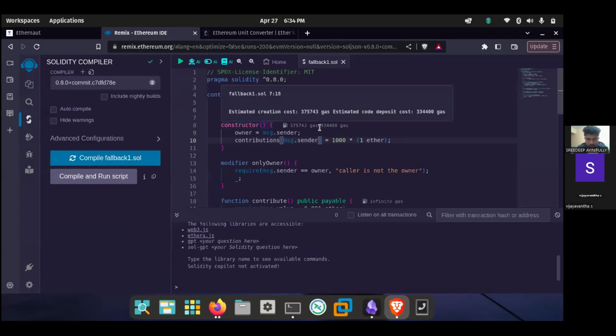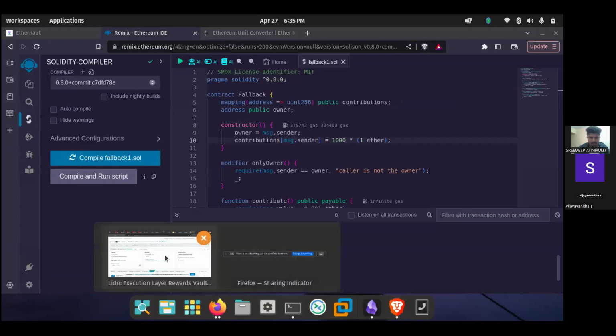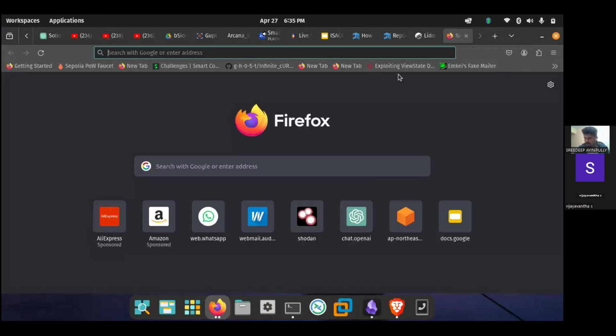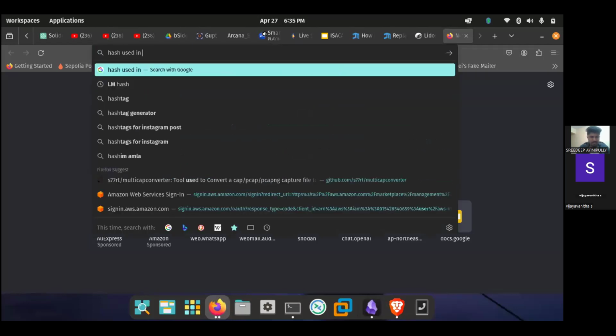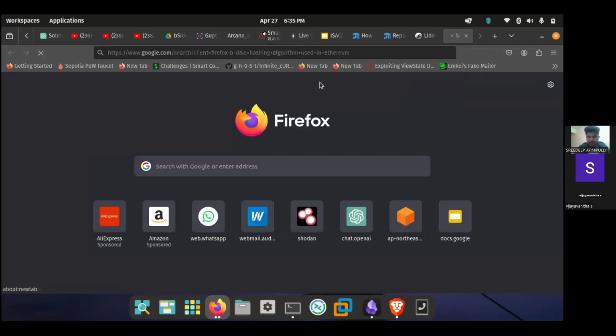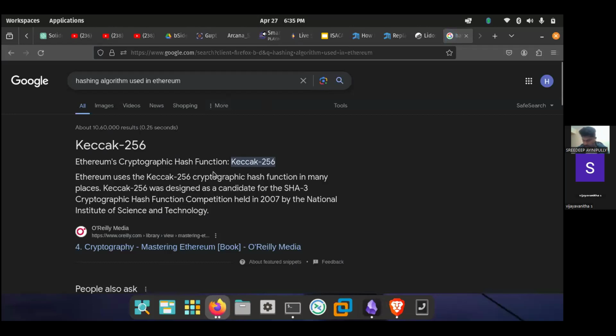What is the hash length, Srideep? Hash length in bits, I don't remember exactly. There's an algorithm like SHA-256. Using that algorithm, we get the hash. So it is 256, yes, 256.